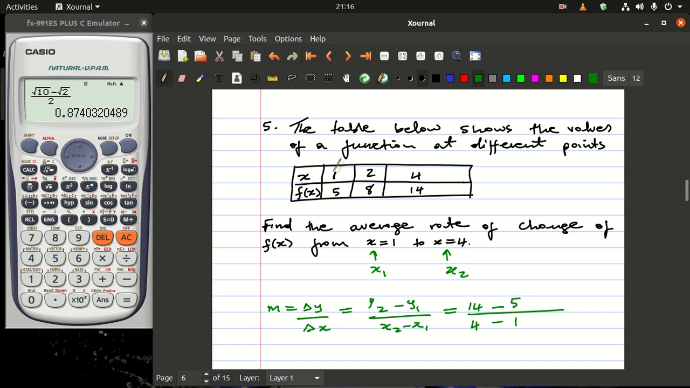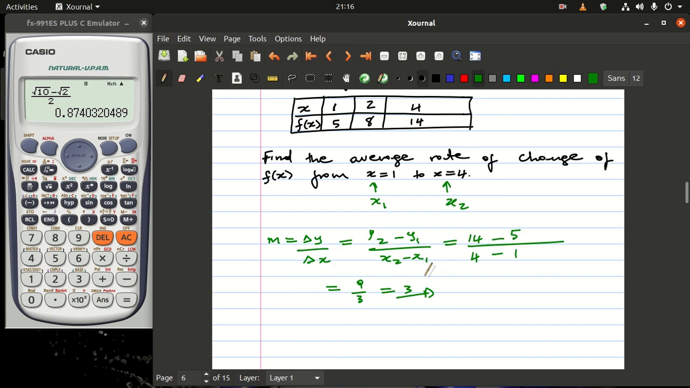So the output is 5, the input is actually 1. So here 14 minus 5 is supposed to be 9, divided by 3, so the answer here is just supposed to be 3. So the average rate of change from x1 to x4 is just 3.